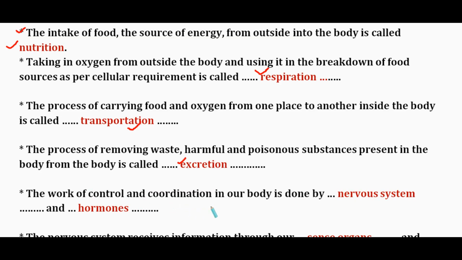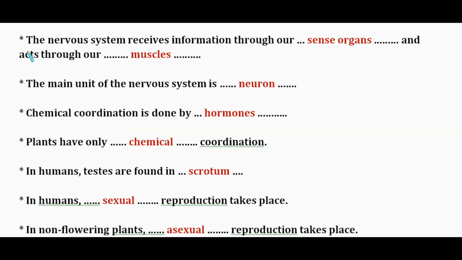The work of control and coordination in our body is done by the nervous system and hormones. Next question. The nervous system receives information through our sense organs and acts through our muscles. The main unit of the nervous system is the neuron. Chemical coordination is done by hormones. Plants have only chemical coordination.